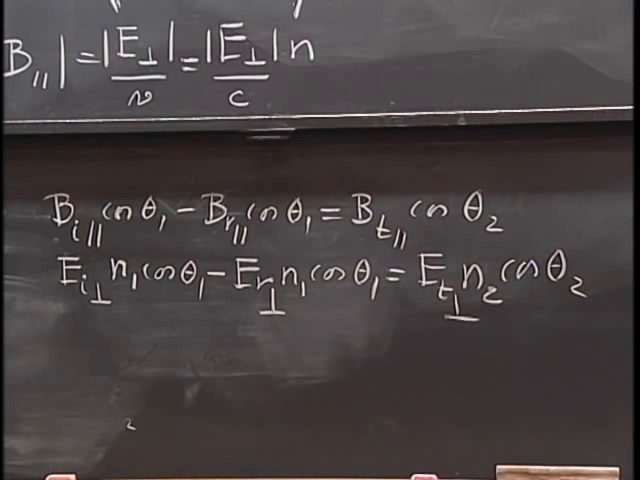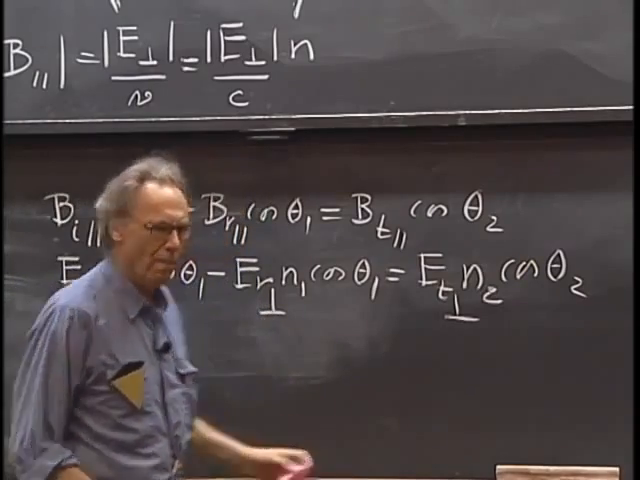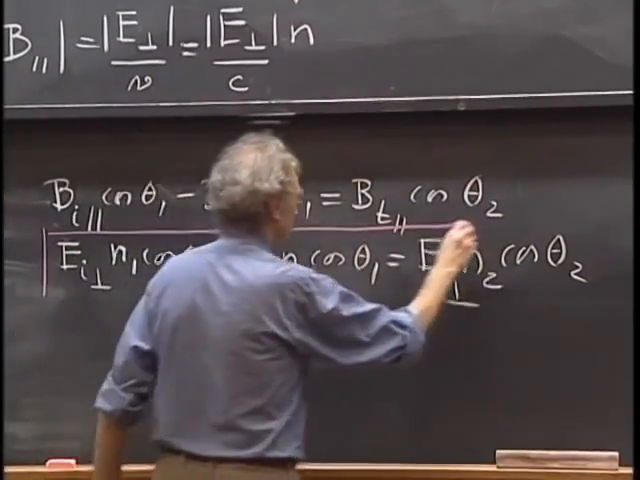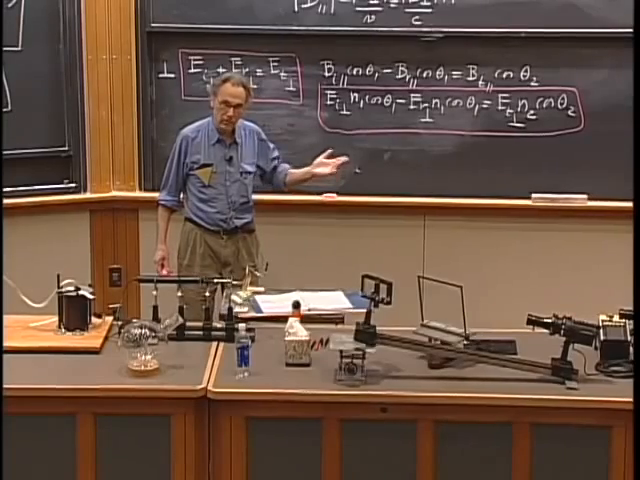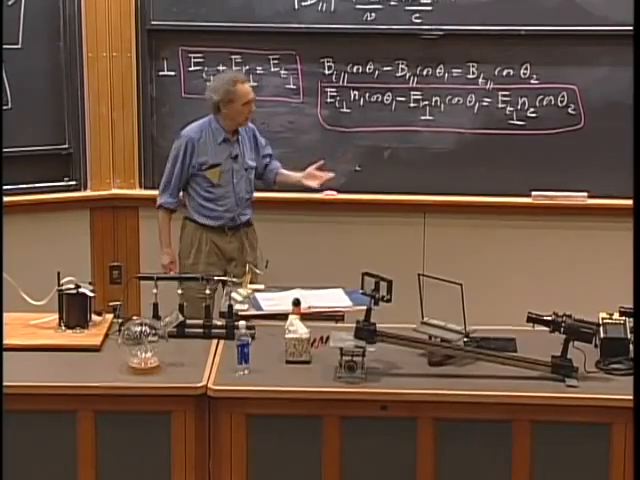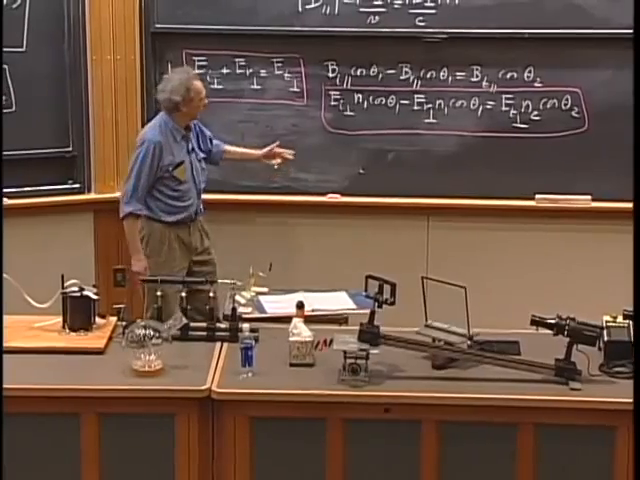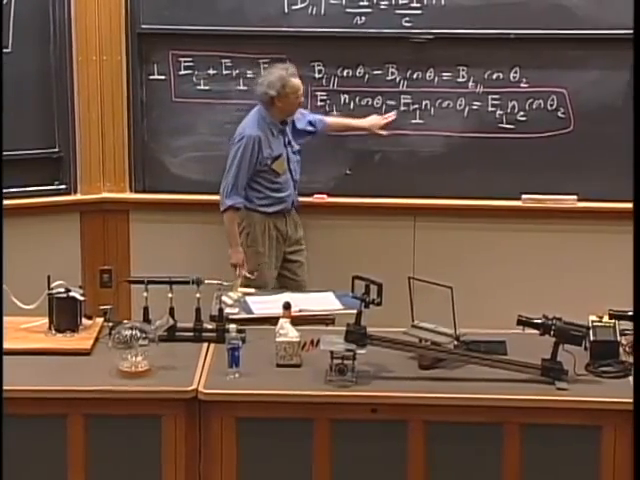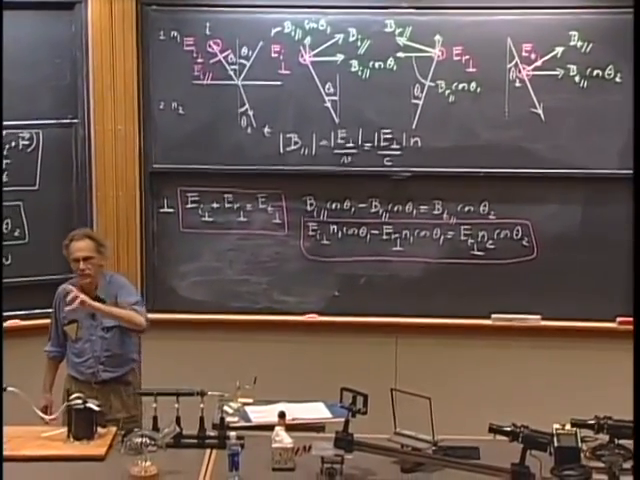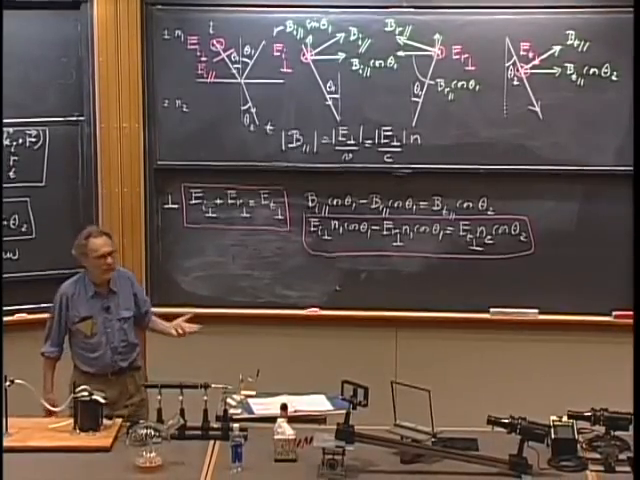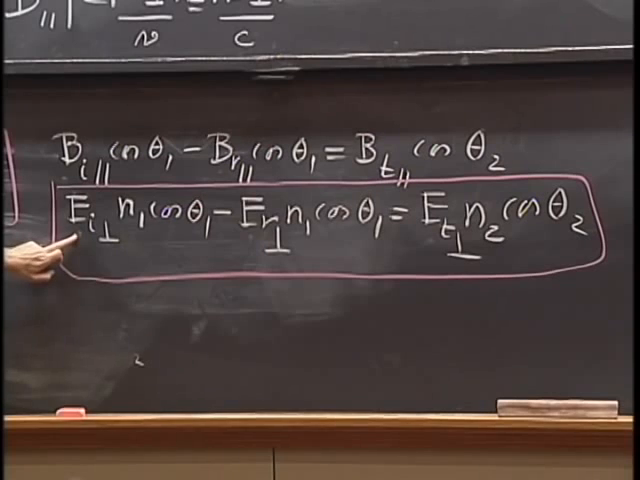And now we're practically done. Look at this equation. And look at this equation. If you know n1, n2, and theta 1, Snell's law gives you theta 2. So now you have two equations with three unknowns. This intensity, this electric field, this electric field, and that electric field. So what you can do now, you can find the ratios of these electric fields, and that's the only thing that is meaningful, because clearly you can make the intensity of the incident one as strong as you want to.